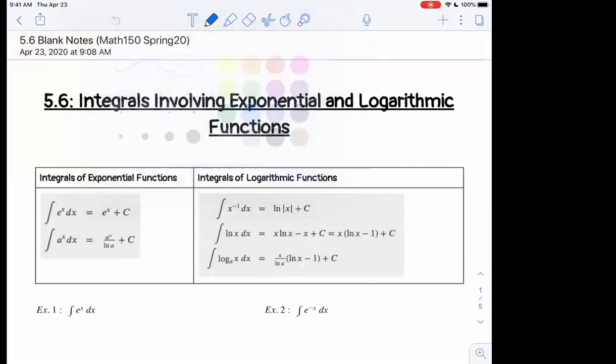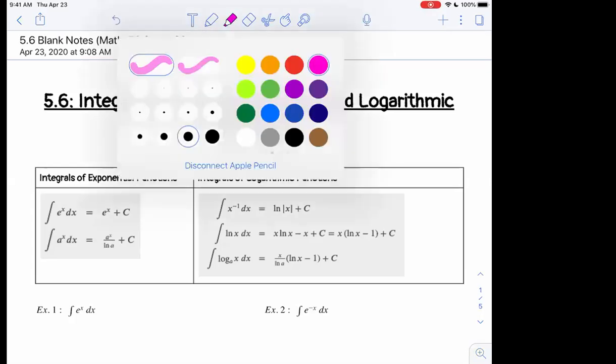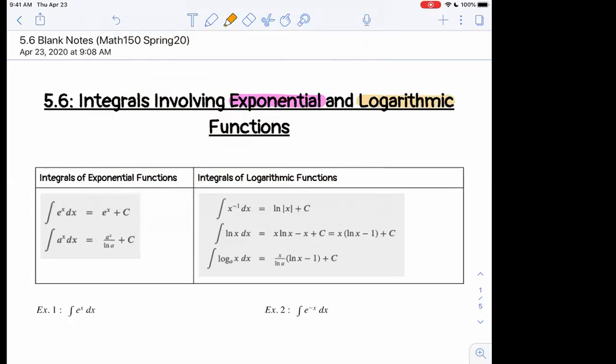Okay. All right. So 5.6 and 5.7 are a couple new formulas. For 5.6, we're going to be looking at integrals involving exponential functions. And then we're also going to take a look at integrals involving log functions. Now, we've kind of already seen them. I've tried to work them into some of the questions that we've already seen. So this shouldn't necessarily be new content, but it's a good chance to practice some more rules, especially after we learned the U substitution last time.